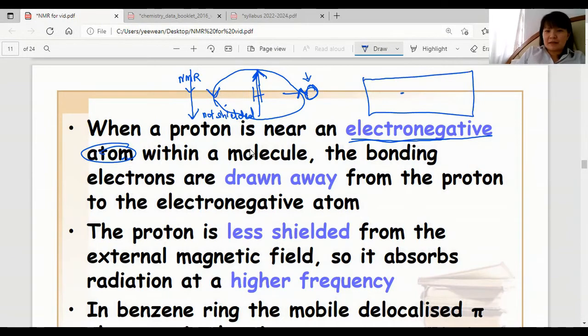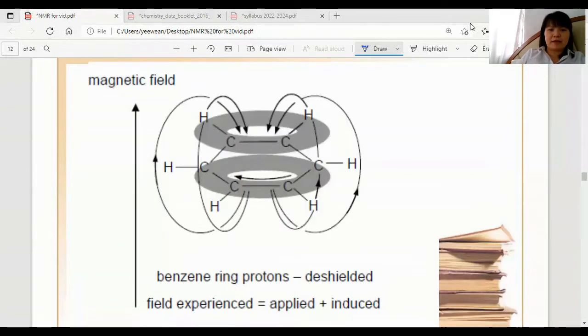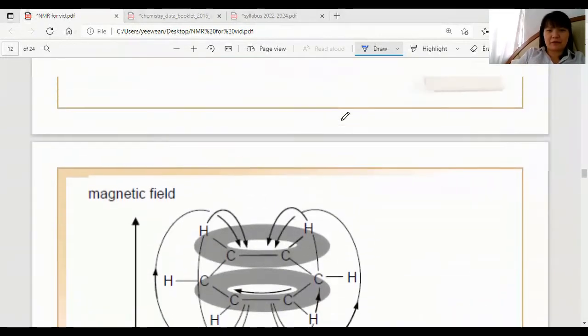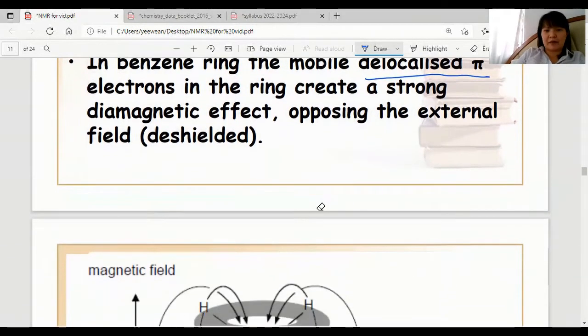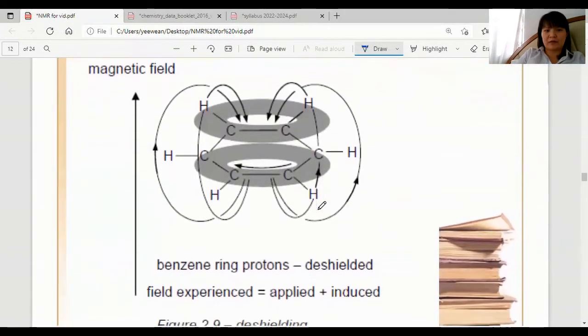Not shielded means it's far away from the TMS. So you'll have a larger value, such as the other day when you see aldehyde, it has like 9 point something. That's because of the CO from aldehyde, you'll get a higher value for that set of peaks. A benzene ring is similar to that electronegative atom just now. It also de-shields or doesn't shield the proton from the NMR instrument. This is because of the delocalized pi electrons from the benzene ring. It creates a strong diamagnetism effect. So same as what we did for O just now.